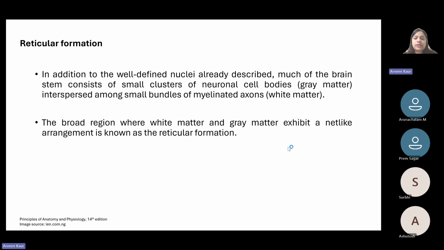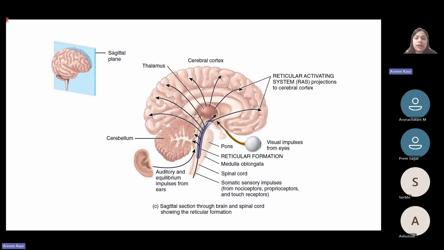Reticular formation, right? So, what is reticular formation? Now, let us understand this as well. In addition to the well-defined nuclei already described, much of the brain stem consists of small clusters of neuronal cell bodies, which are the gray matter, interspersed amongst small bundles of myelinated axons, which are the white matter. The broad region where white matter and gray matter exhibit a net-like arrangement is known as the reticular formation.